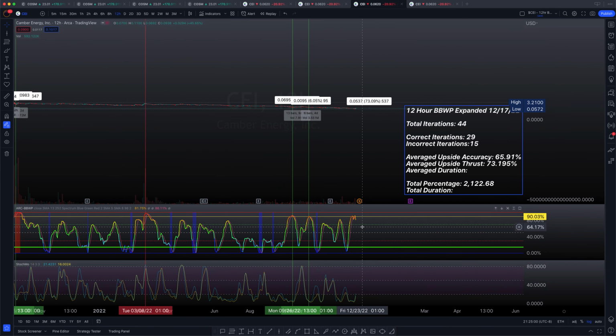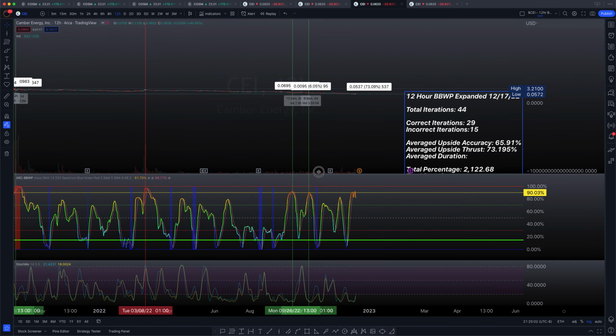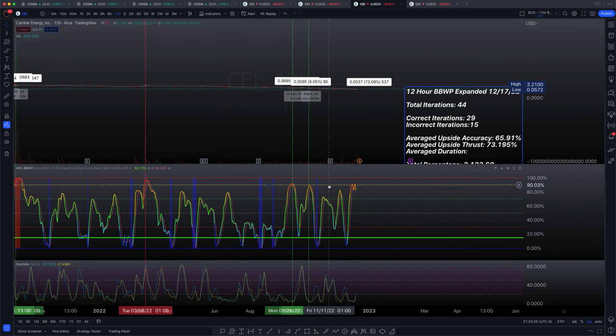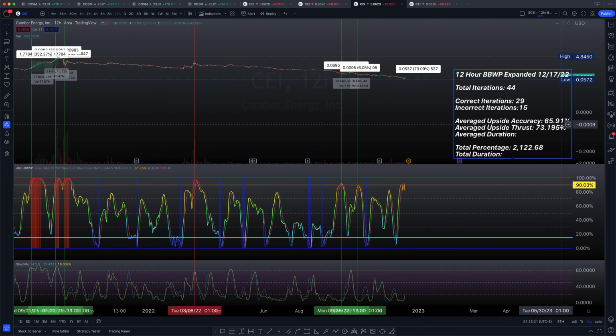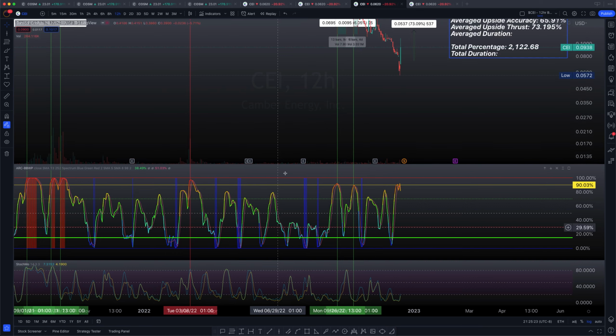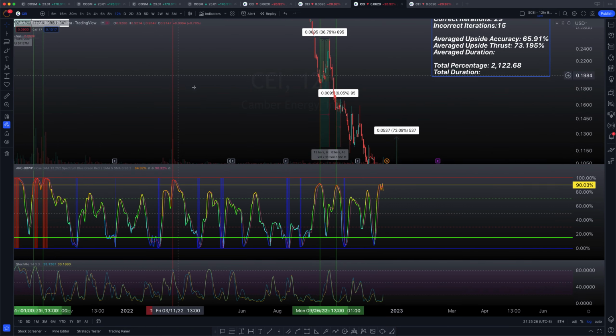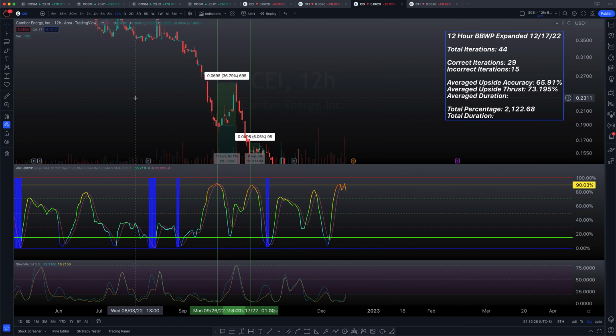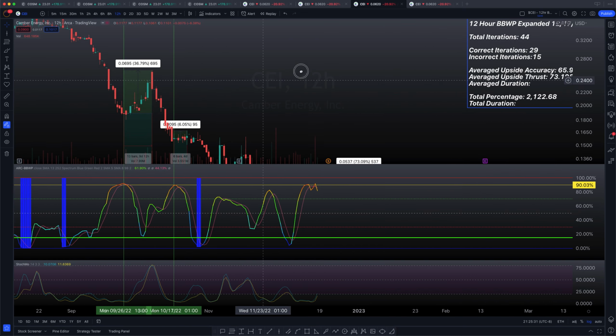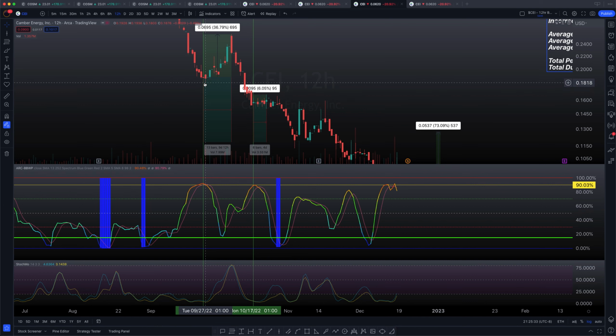Anytime that we have entered into the critical volatility zone, which could be considered to be above the 90 percentile where my cursor is currently laying on this yellow trend line, or it has actually entered the 90 percentile, I have taken note of that iteration's upside thrust. Let me just go ahead and zoom into the price action here so you can see what I mean. Okay, so we'll go ahead and open up a correct iteration so that you can understand exactly what I'm talking about.